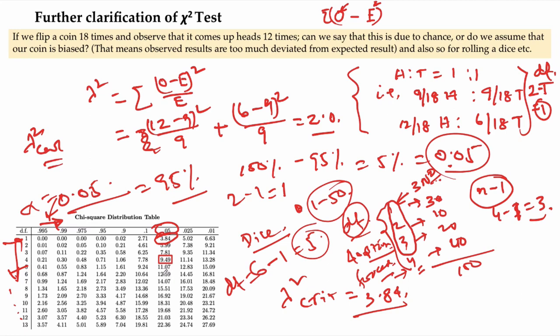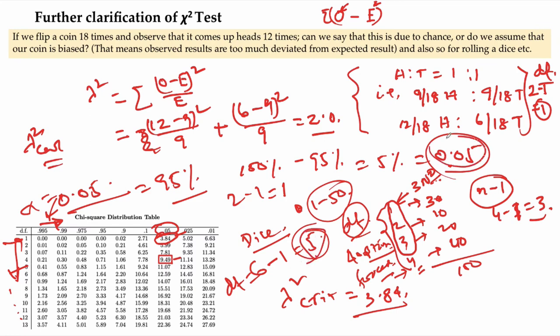Clear? So it means what? Let's say that you are having chi-square values, for example 3.84 and 9.45. So chi-square value is more in this case, and chi-square value is less in this case. Okay, hope you have understood. Okay, so let's take an example. Similarly, dice case example, I'm just giving you an example. So in dice case degree of freedom is 5.